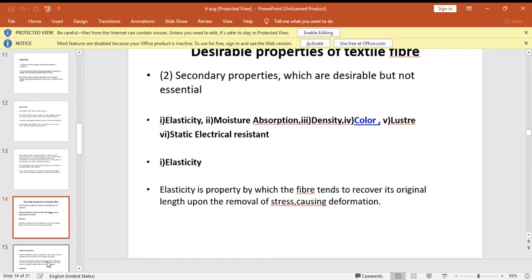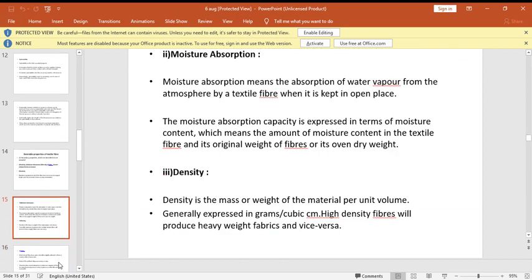So that is about the essential properties, that is staple length, strength, elasticity, uniformity, and spinability. And coming to desirable properties, they are also called secondary properties. In this, they have elasticity, moisture absorption, density, color, luster, and static electrical resistance.